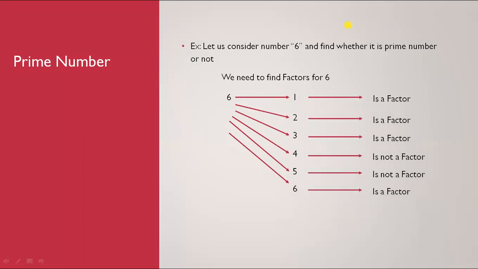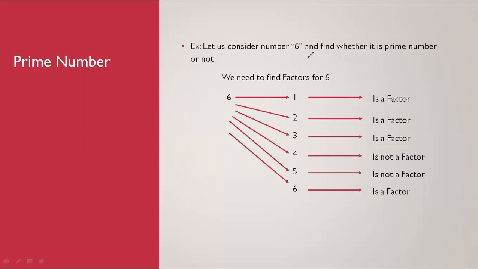So if you see this clearly, 1, 2, 3, 6 are the factors, that is 4 factors. The rule says that it should have exactly 2 factors. If not, it's not a prime number. So 6 is not a prime number, right?